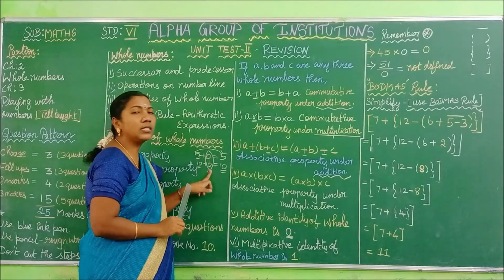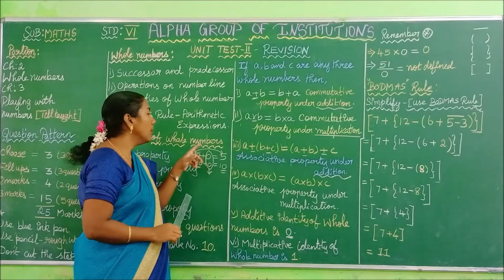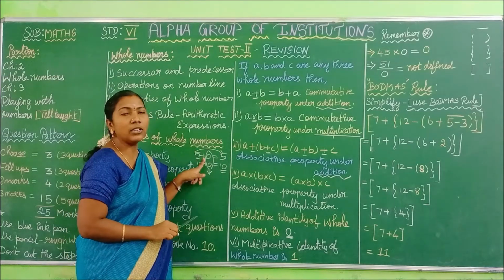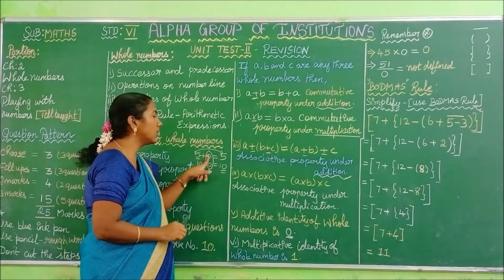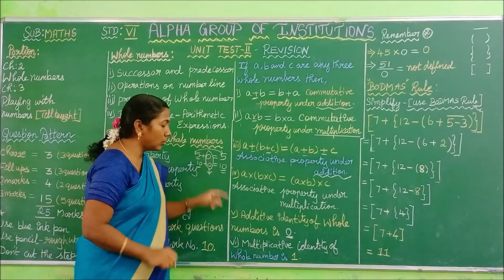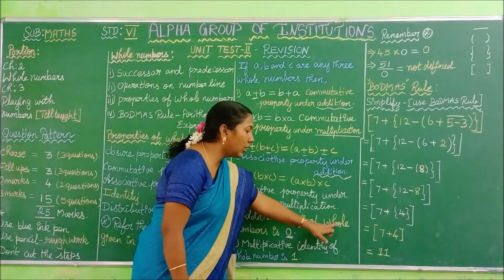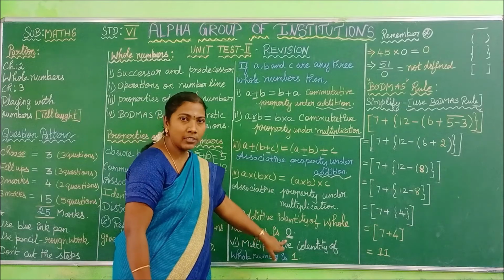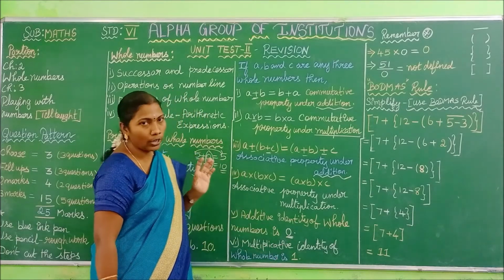Why are we calling this 0 as additive identity? Because here we are using the operation addition. So we are terming this as additive identity. So additive identity of whole number is dash. So what is your answer? 0. Okay, do you understand?